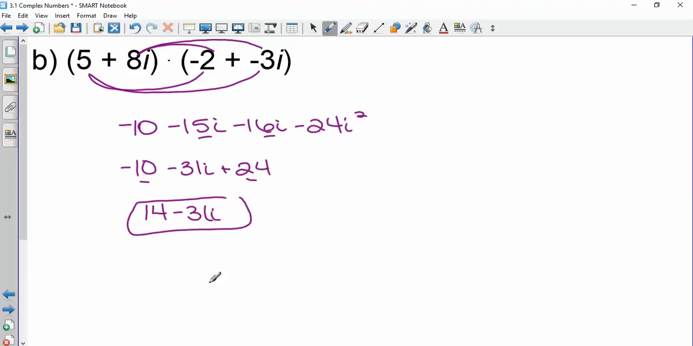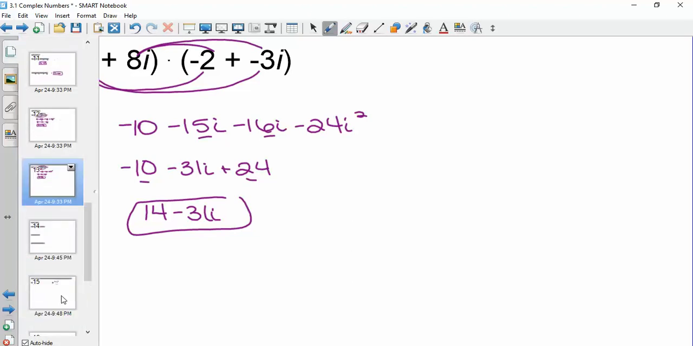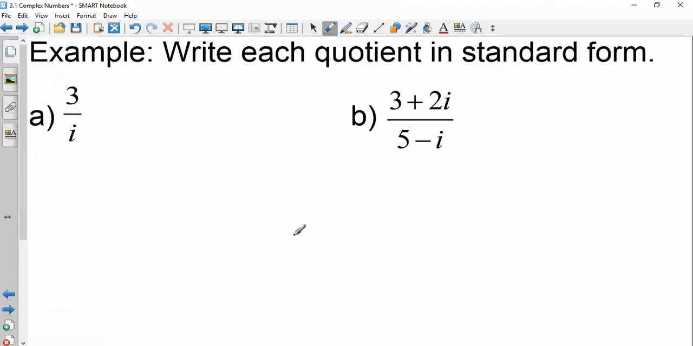So let's talk about when you have these numbers being divided. We talked about dividing two numbers with radicals. Okay. So we're not going to do anything crazy like long division or anything like that. But we have to be able to write these in standard form, a plus bi. So it is not proper notation to have an i in the denominator.